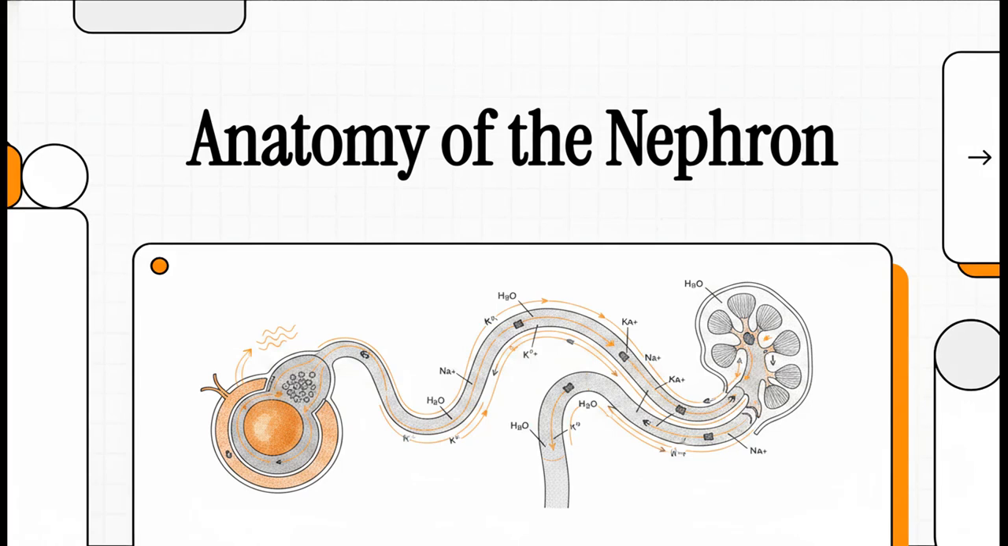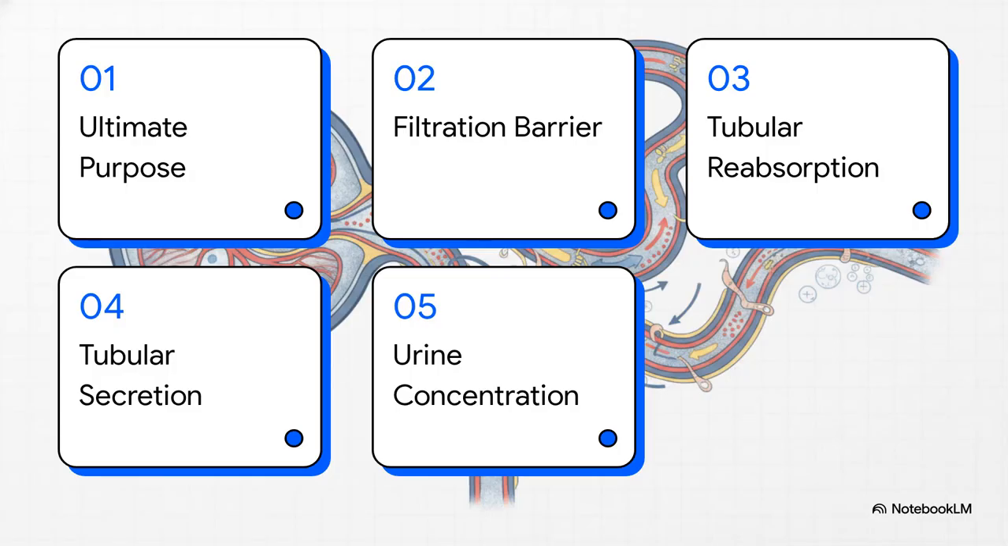Welcome to this explainer. Today, we're diving into an absolutely incredible biological machine inside the human body, the nephron. If you've ever wondered how your body manages to constantly clean your blood without accidentally tossing out all your essential nutrients, well, you are in the perfect place. We're going to turn what can sometimes feel like a really dense physiological process into a clear, step-by-step clinical journey. By the time we're done, you're going to see exactly how this microscopic structure operates as a highly sophisticated filtration plant.